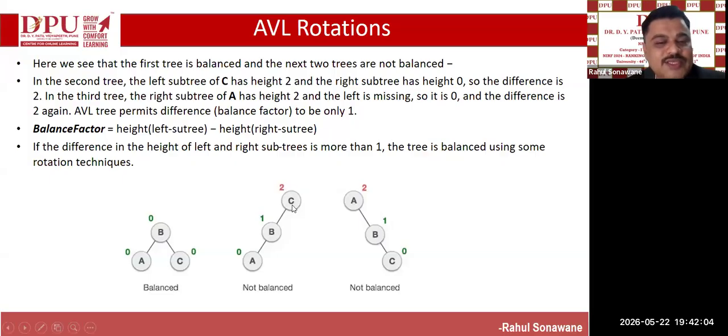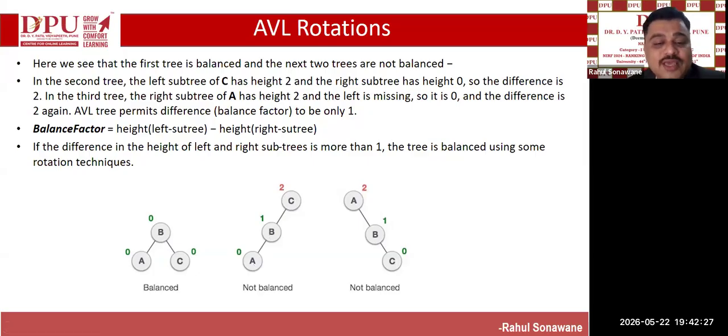Now B comes, so B is less than C. That's why we have kept it on the left side. Then A comes, so A is less than C as well as A is less than B. Therefore, it is the left child of B. Okay. Therefore, up to this particular portion, my tree was balanced. Now, after the insertion of A, my tree is unbalanced.